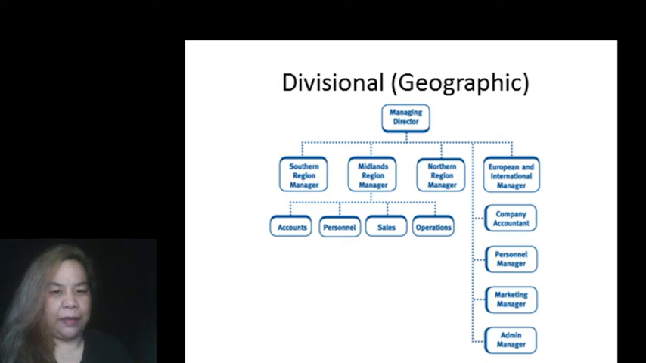Another type of divisional organizational structure is our geographic structure. Notice that the grouping is by location of activity. So in the example given, they have operations in the southern region, Midlands region, northern region, and there's also European and international. So the company is assumed to be operating in different geographical areas.